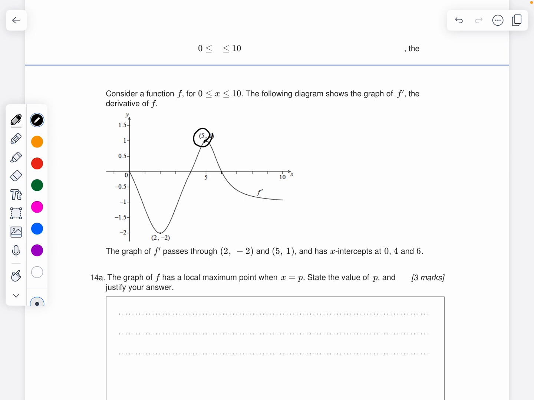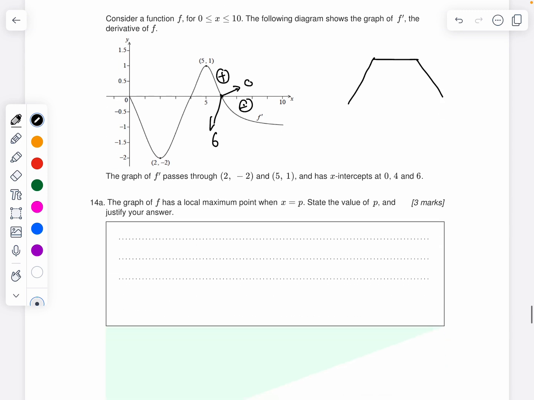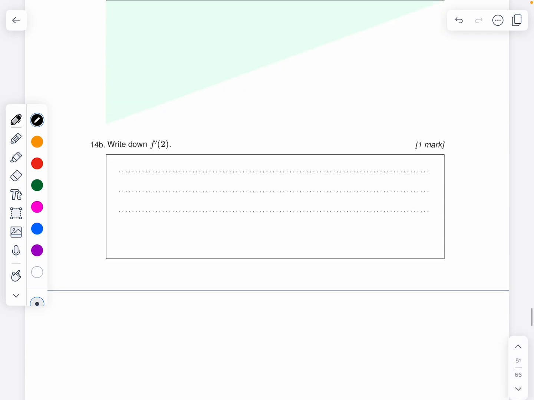So this is going to be the local maximum point at P. A maximum point means the derivative goes positive, 0 and negative. The derivative becomes positive, it is 0 and it is negative. So that's going to be the value of 6. So that is the reason why the P value is 6. At x equals 6, the gradient changes sign from positive to negative. Therefore, it is going to be a maximum. Write down f prime of 2. It is negative 2.